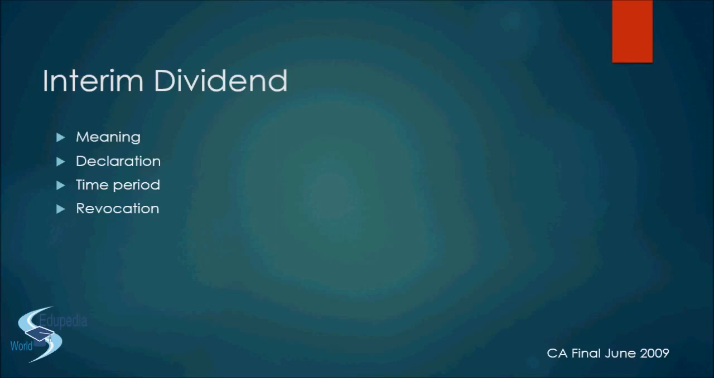Now, what are the consequences if profits are inadequate? Dividend is to be declared when the board of directors consider that the company is going well and we are in a position to give out the money. We are in a position to give out a portion of the profit. They have to consider the adequacy of the profit.